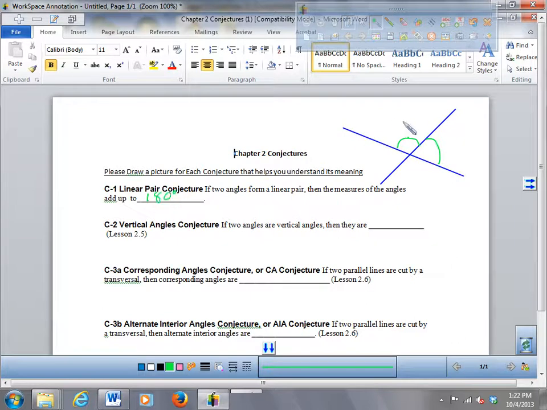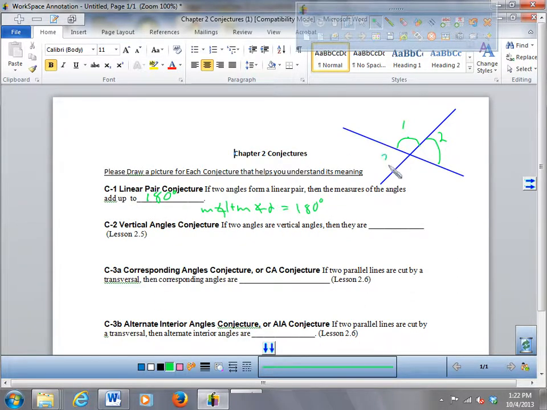So you could say this is angle 1 and this is angle 2. So you could say the measure of angle 1 plus the measure of angle 2 equals 180. That's fast, right? Is that easy? Vertical angles.